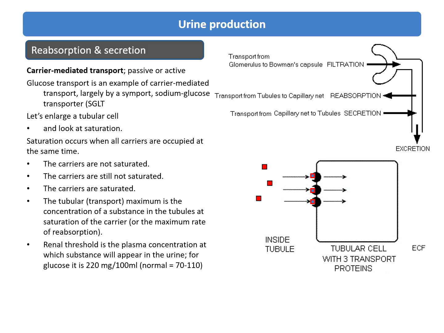The renal threshold is the plasma concentration at which substances will appear in the urine. For glucose, it's around 220 milligrams per 100 milliliters. Normal glucose levels are roughly 70 to 110 milligrams. In this example, the tubular maximum and the renal thresholds are both 3.